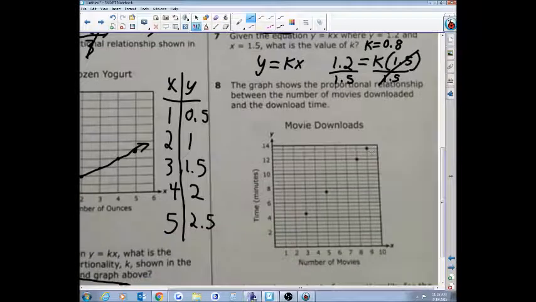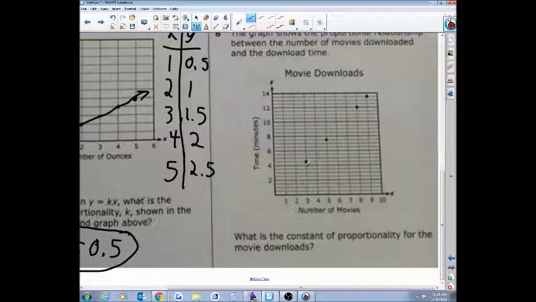Okay, the graph below shows the proportional relationship between the number of movies downloaded and the download time. So here, let's look for some whole numbers. I got 3, and well, what are we going by here? We're going by 1, 2, 3, 4. It's cut into quarters. So when I've got 3, I've got 4 1/4. So this is our x, this is our y. X is our number of movies, y is our time. So when x is 3, y is 4 1/4, 4.25.